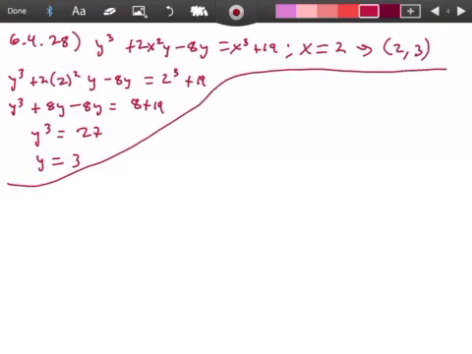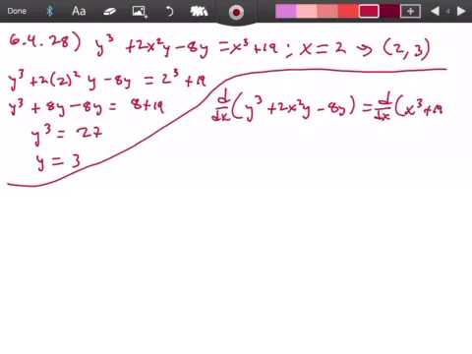Here's where the fun really begins. d by dx of y cubed plus 2x squared y minus 8y equals d by dx of x cubed plus 19. Anytime we take the derivative with respect to x, when it contains y, we will have a dy dx. So this is 3y squared dy dx.